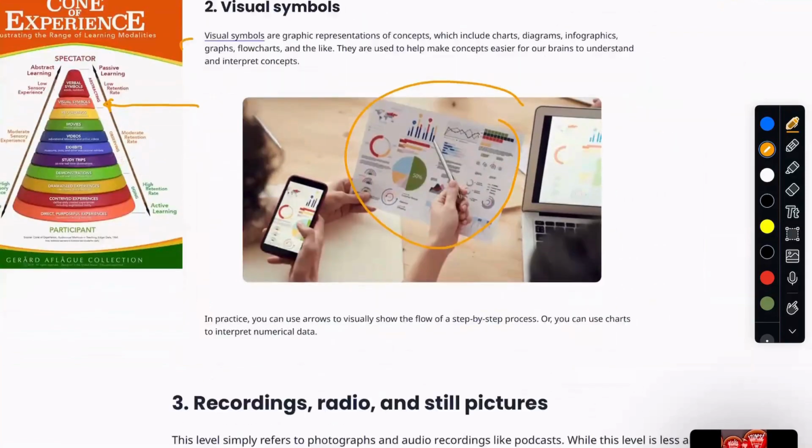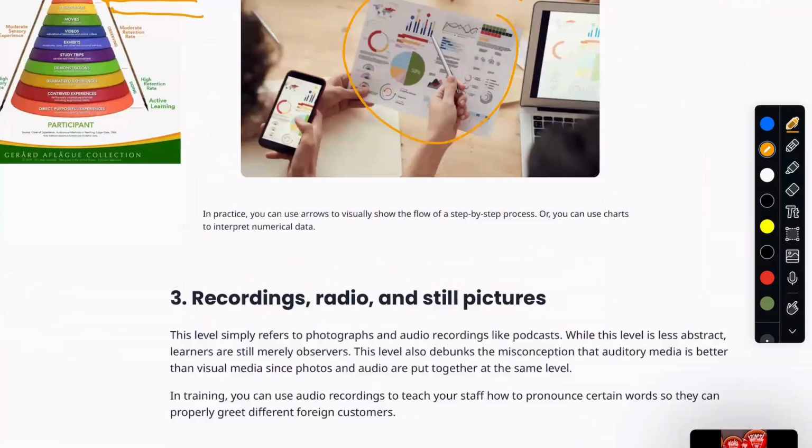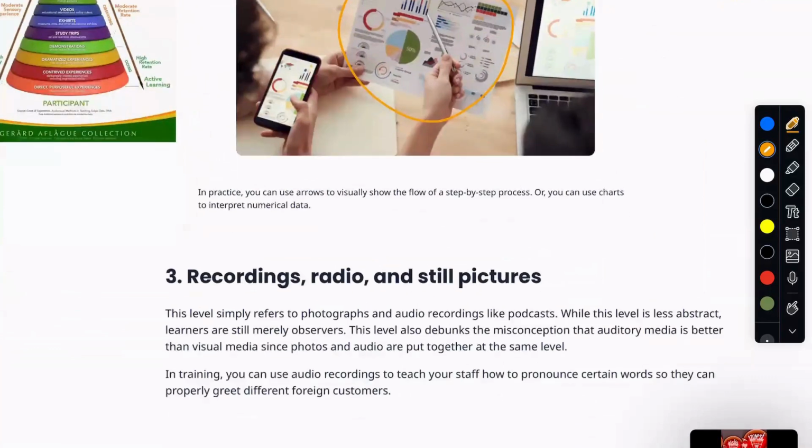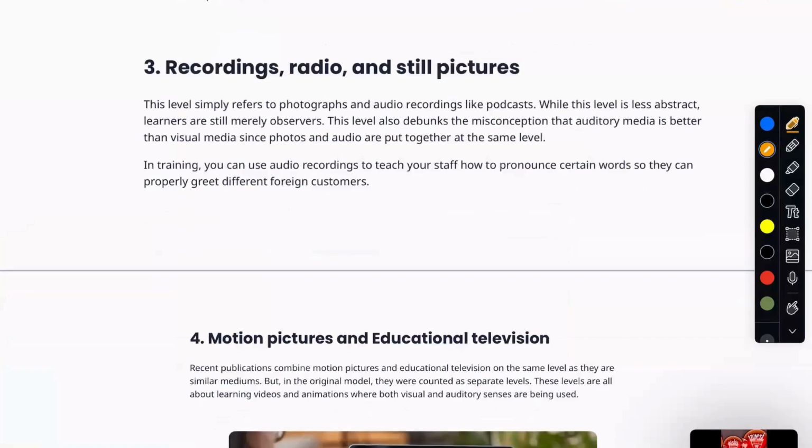Now, third, which is the recordings. Here we are, recordings, radio, and still pictures. So this level refers to photographs, audio recordings like podcasts. While this level is less abstract, learners are still observers, right? They're just merely listening. This level also debunks, it was proven wrong, right, the misconception that auditory media is better than visual, since photos and audio are put together at the same level.